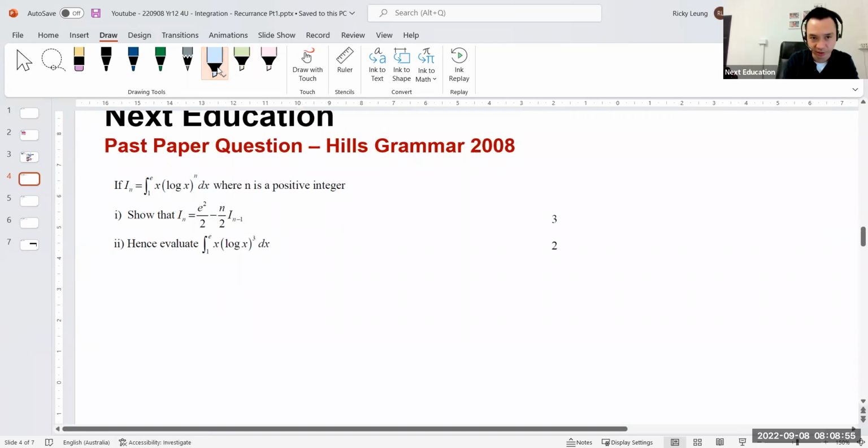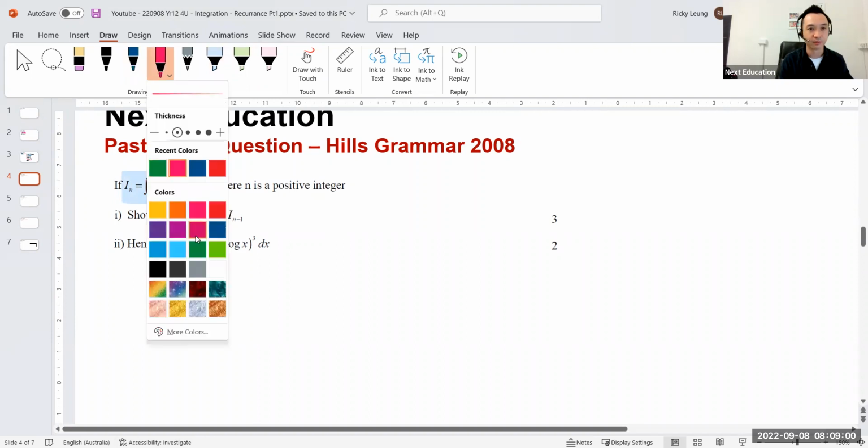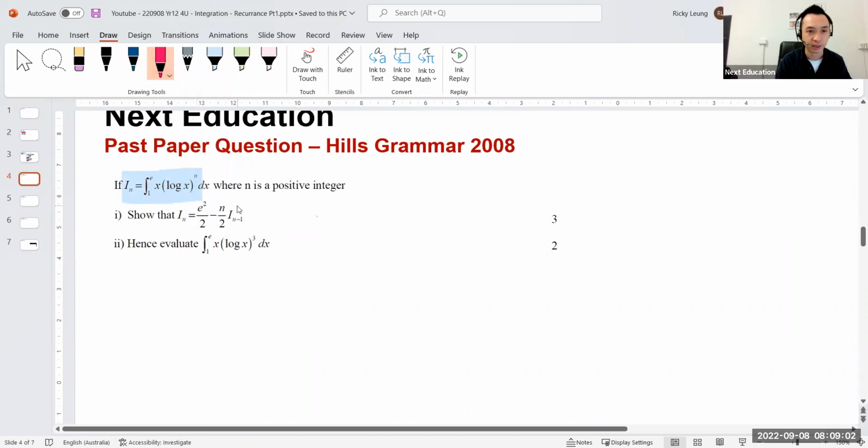Now, can you see same structure? They define for you In, and in this case, let me just highlight the n there and the n there. Show recurrence statement and then prove or use. Now, in this one, they don't say find In, but you can see that expression there looks exactly the same as the original, but with a 3 there.